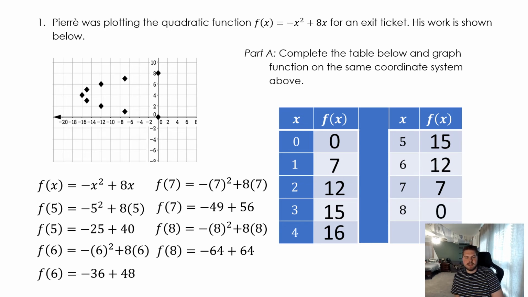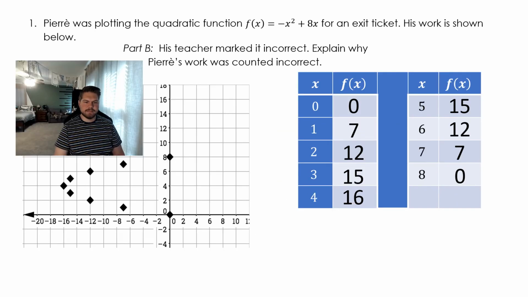All right, so you can kind of see, and I would love to see your work, but you might not have had to even plug in the way you did for the last couple, because once you notice the pattern, if you look right here, 0, 7, 12, 15, 16, 16 is our highest, now we're going back down, 15, 12, 7, 0. Does that make sense? I hope so. All right.